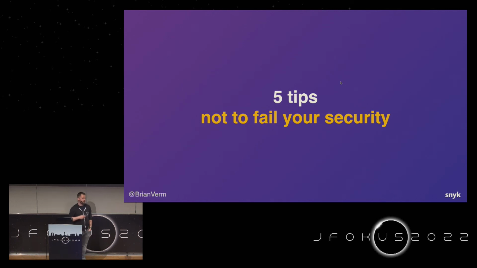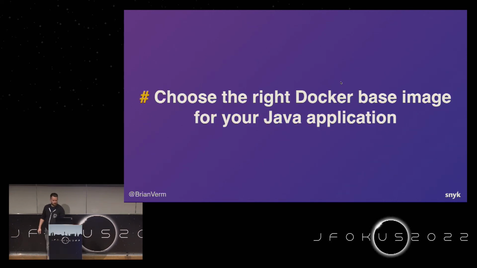First one. Well, we just talked about picking the right container. That is applicable for your application as well. Choose the right Docker base image for your Java application. And why is that? Well, if you write a Dockerfile, what is the first thing that you do?